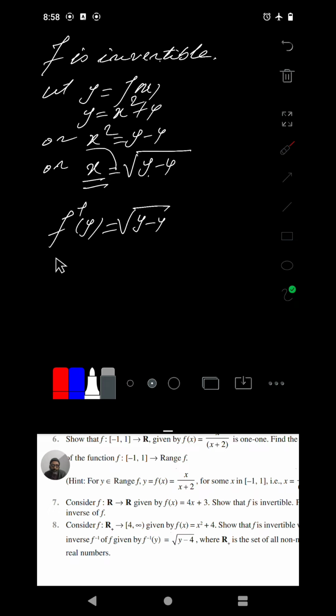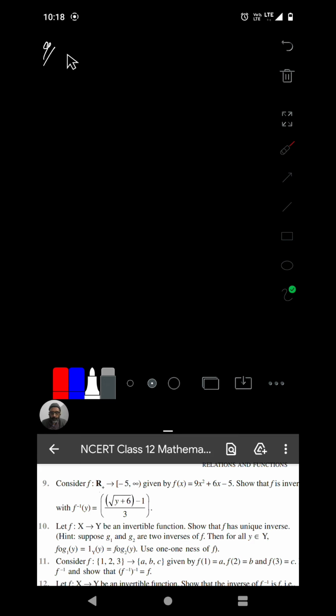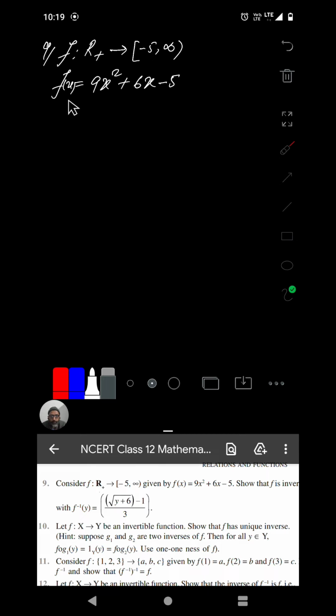So the inverse of the function is given by f inverse y is equal to under root y minus 4. Now the next problem is the ninth one. f is defined from R positive to the semi-closed interval [-5, infinity), and f(x) is given by 9x square plus 6x minus 5. So in the first part we have to show that f is invertible.